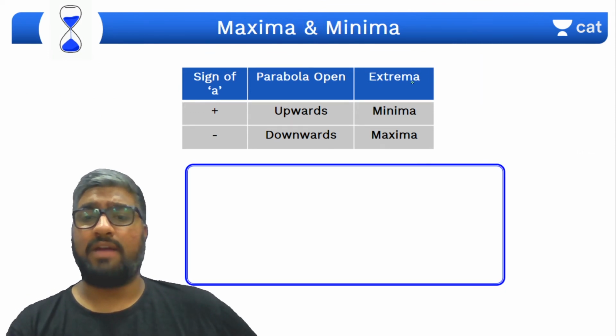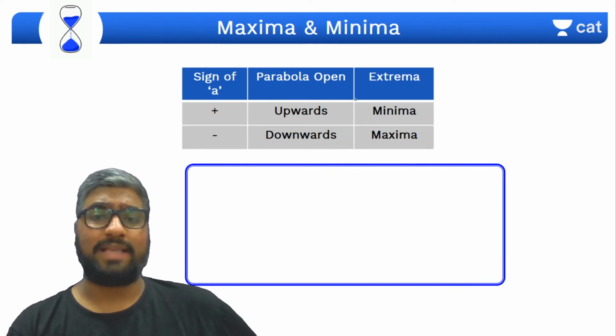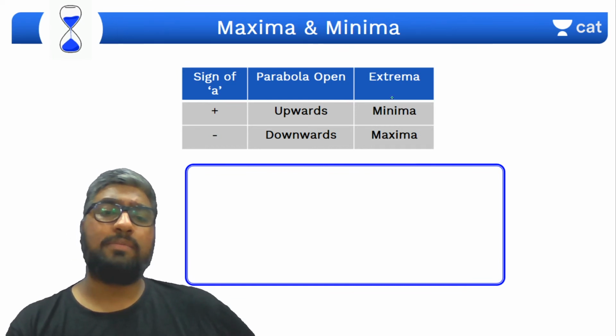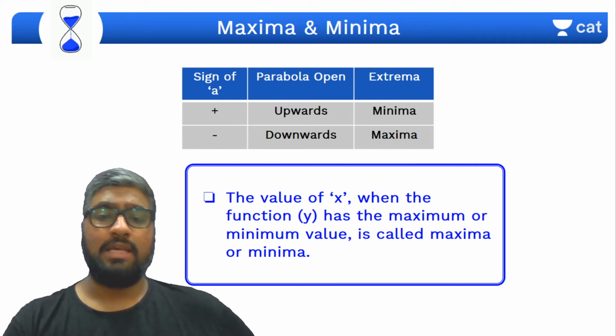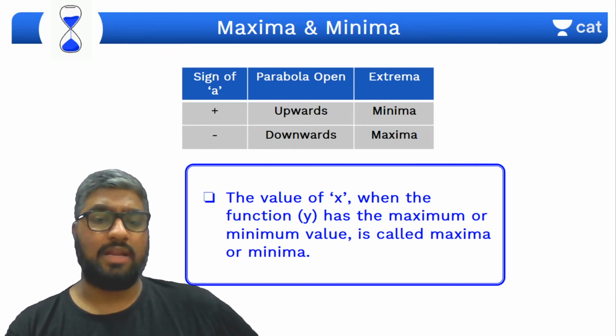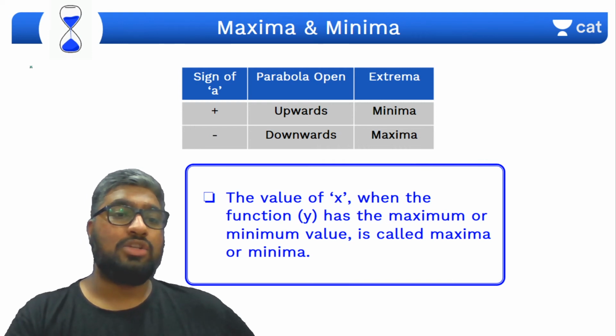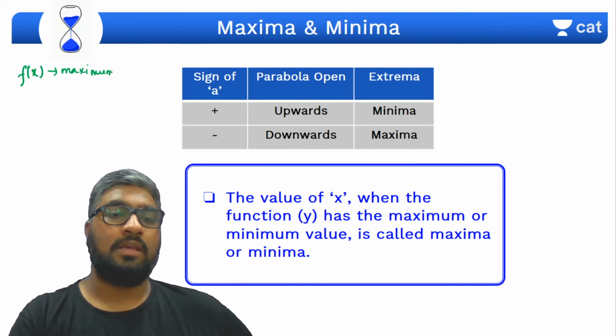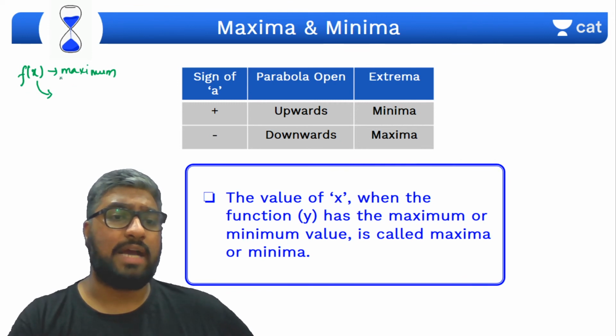So this is something that we've understood, right? Now let's know what maxima and minima stand for, and what would be the maximum and minimum value. The value of x when the function, or our y, has the maximum or minimum value is called maxima or minima. So whenever f of x is at its maximum, then the value of x that helped us do that becomes maxima.